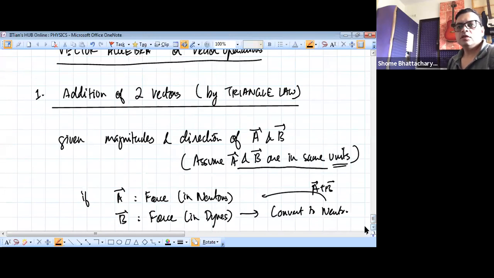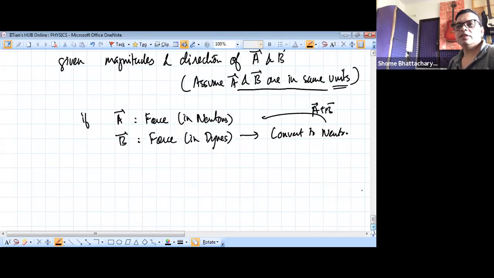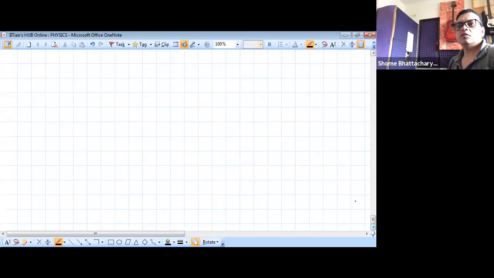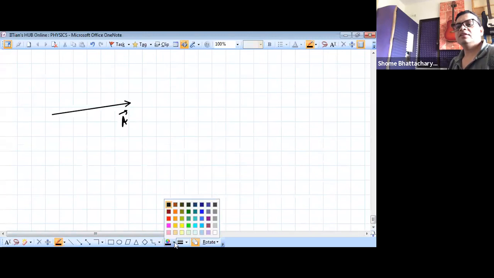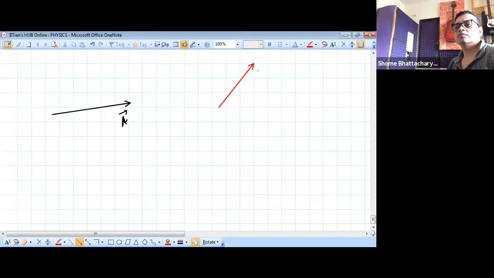Okay. So given the magnitudes and directions of A and B, and the magnitudes are in the same units, okay, how to find the sum? So suppose vector A is represented by this particular arrow, okay, and vector B is represented by this particular arrow, such that you can see the angle between A and B.